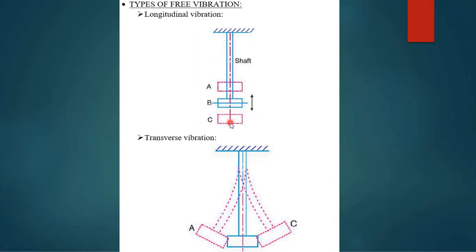So the vibrating particles of the shaft move parallel to the axis of the shaft. Due to this vibration, tensile and compressive forces are induced in longitudinal vibration. Coming back to transverse vibration, same shaft, one end fixed, another end mass will be there. Here the vibrating particles of the shaft are moved approximately perpendicular to the axis of the shaft. So due to this transverse vibration, bending stress will be induced.